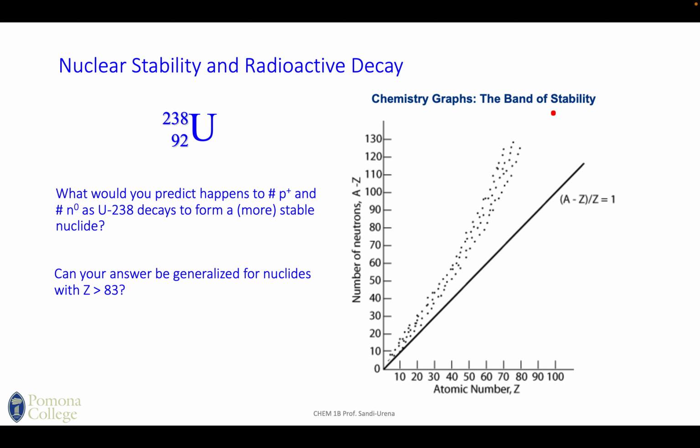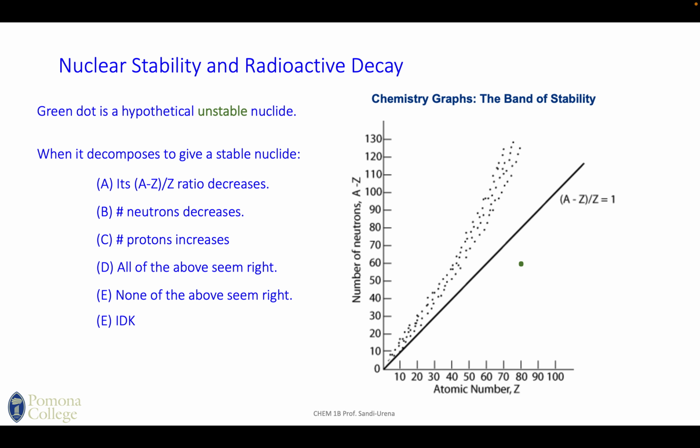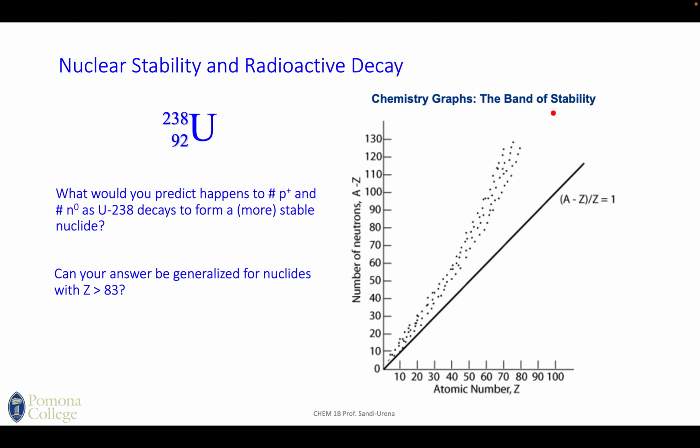Another example. This one here is uranium-238, with atomic number 92, and we see that it is above 83. The other two examples were sort of under 83, so they were close to the band, at least in terms of the atomic number. But uranium is all the way up there. So what needs to happen for uranium to get closer to the band?